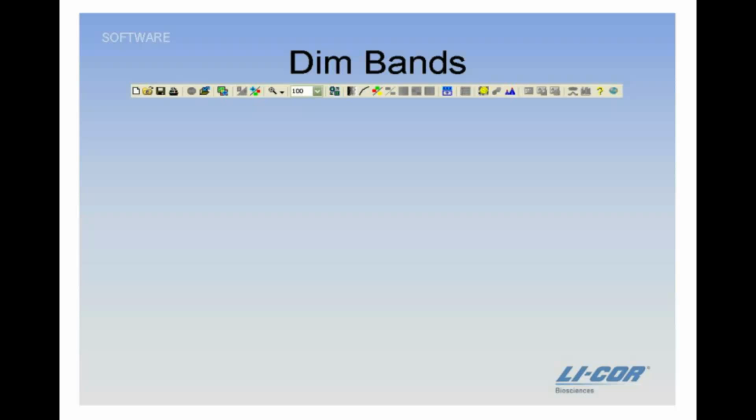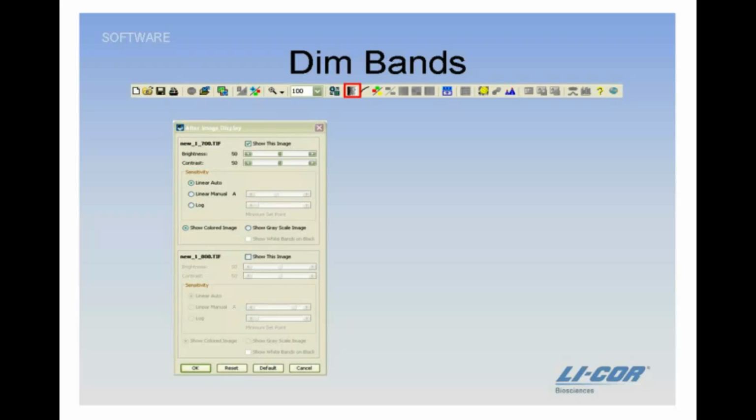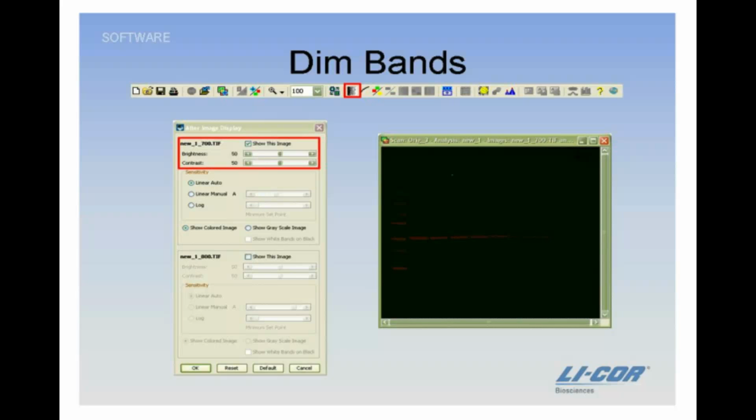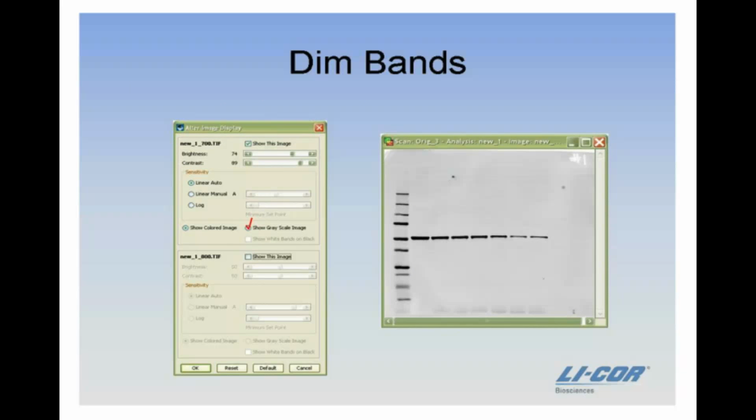Improving the appearance of dim bands is as simple as adjusting the brightness and contrast of the image. These settings can be changed from the Alter Image Display menu as well. The default software setting, shown here, is 50. Adjust the brightness and contrast sliders to brighten and darken the pixels until you are satisfied. Each channel can be adjusted independently. Image adjustments also can be made in grayscale. Very faint bands can be visualized better in gray.